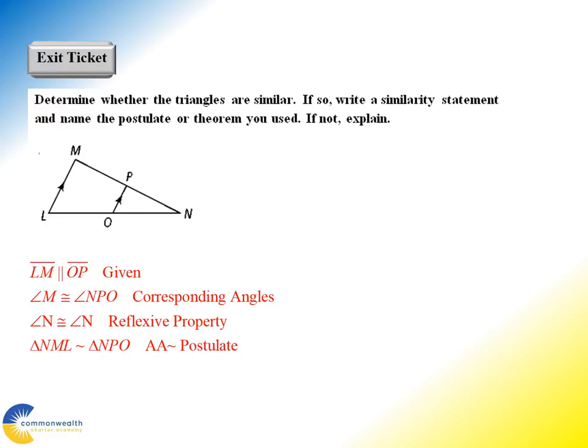We know that angle M and angle NPO are congruent. We know that angle N is congruent to itself. Therefore, by the angle-angle postulate, these two triangles, I call them NML and NPO. They mention the corresponding parts the way they're supposed to. But it's not the only way that you could have named the triangles. But of the choices you were given on the exit ticket, that was the correct response.